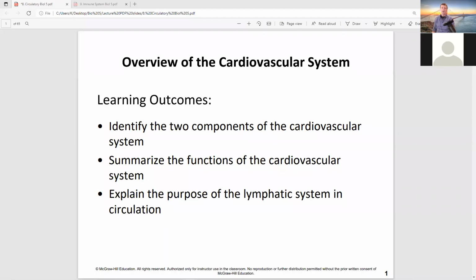Okay, so today we're going to be talking about the cardiovascular system, or the heart. And so your learning outcomes today are to identify the two components of the cardiovascular system, summarize the functions of the cardiovascular system, and explain the purpose of the lymphatic system and circulation.